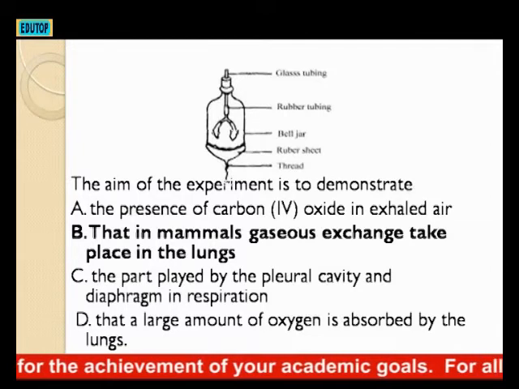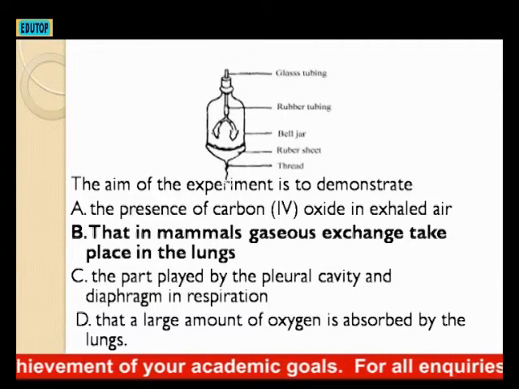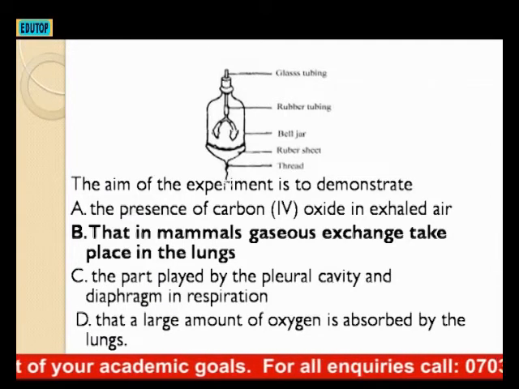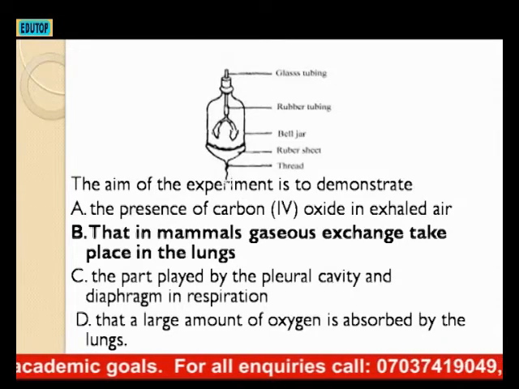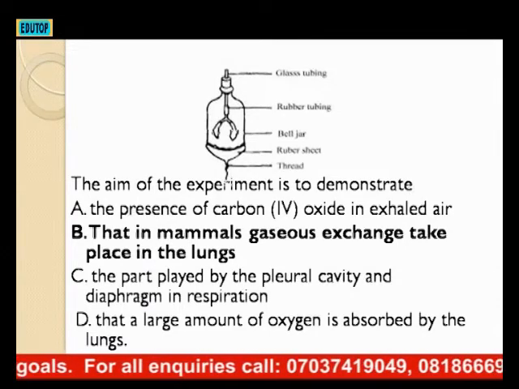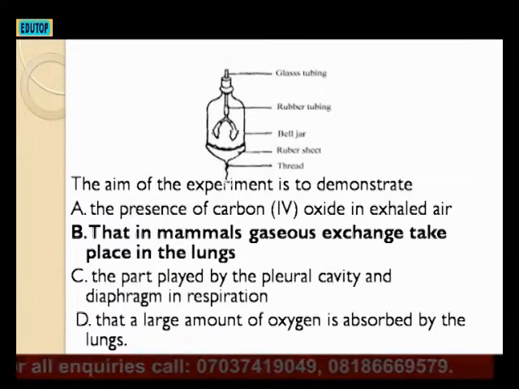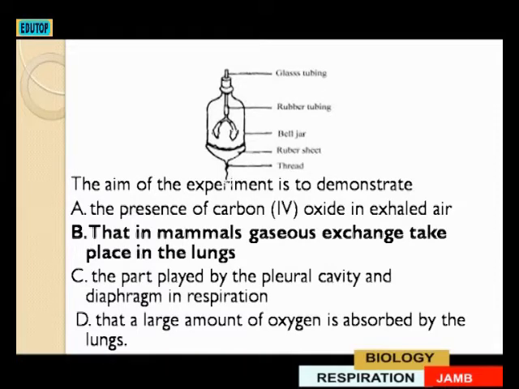So the aim of the experiment is to show that if the lungs are not available, then gaseous exchange does not take place. The lungs, represented by the balloon now, are deflated. So nothing will happen. No gaseous exchange will occur. So the answer to this question is that in mammals, gaseous exchange takes place in the lungs, option B.